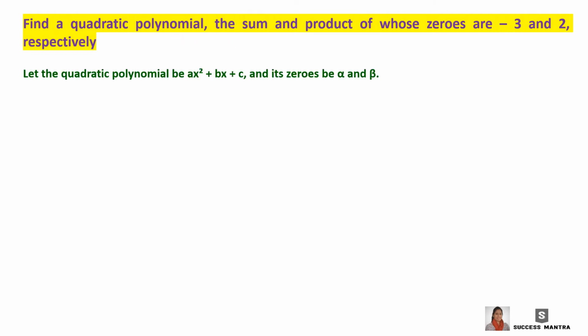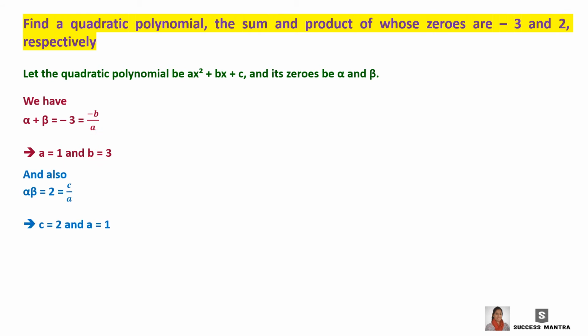So first of all, we will write the quadratic polynomial as ax square plus bx plus c, and alpha and beta be the zeros. Now we need to find the values of a, b and c in order to get the quadratic polynomial. From the question we can write alpha plus beta is equal to minus 3, which is also equal to, we know that, minus of coefficient of x divided by coefficient of x square, that is minus b by a. So if we compare minus 3 with minus b by a, we can write the value of b as 3 and a as 1.